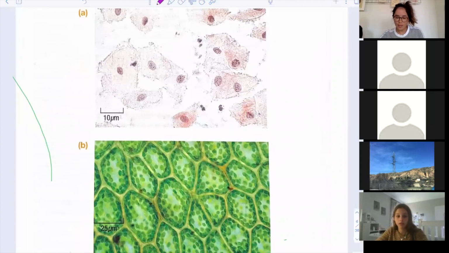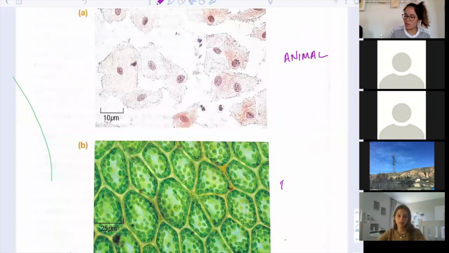Here we can see some micrographs. So you can actually see that the cells we've drawn are similar to how they exist in real life. We have the animal cell above, and then the green for the plant cells.